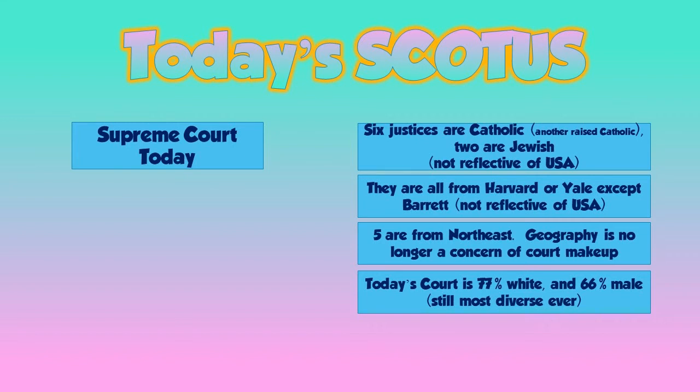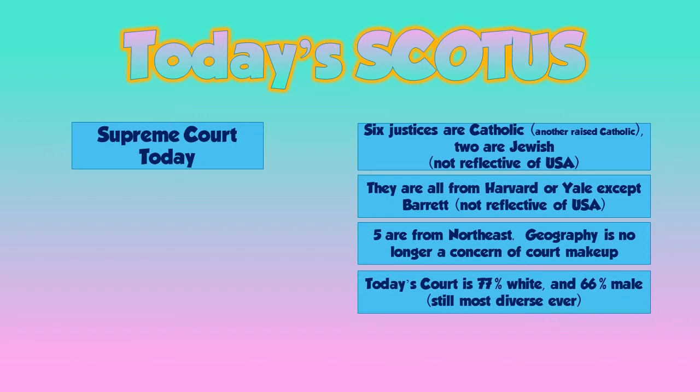Like I said, your book says that geography used to be a big concern, and really they don't pay attention to geography anymore. So a majority of the justices are from the Northeast. There's, I think, 4 from New York, 1 from New Jersey. And so the majority of the court coming from northeastern states, which is pretty crazy. And then, the most obvious of them all is that the court is more than 3/4 white and is 2/3 male, which, it is the most diverse Supreme Court that we've ever had, but it's just still not very diverse. So we don't have a ton of diverse voices on the court.